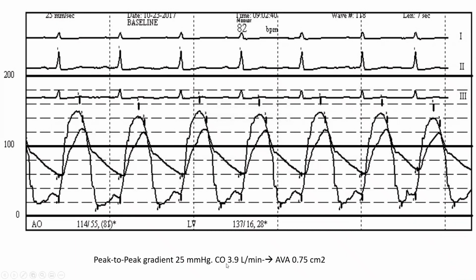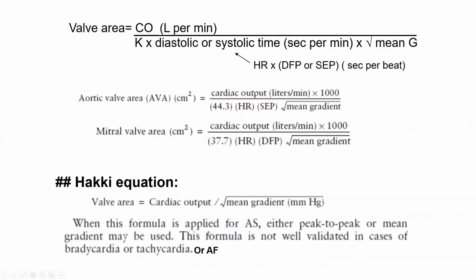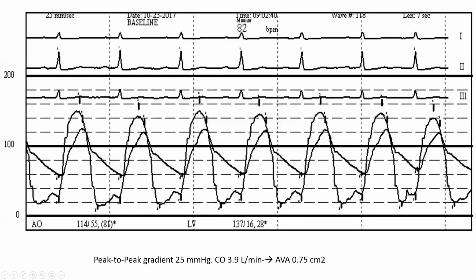I will explain to you how to measure valve area in a next talk, but I want you to be able to do quick math. I want you to know the quick equation of valve area. You need to know that. Cardiac output divided by square root of mean or peak-to-peak gradient. So you need to be able to do it mentally. Very easy. That's the Hakki equation.